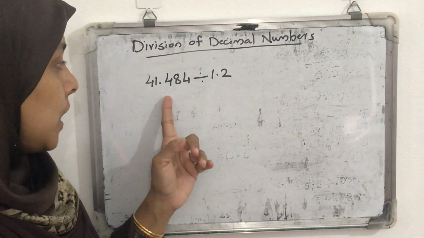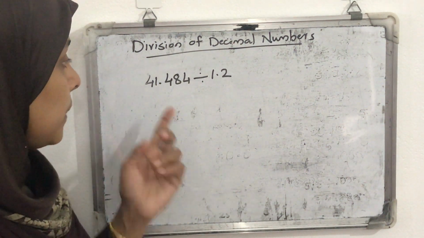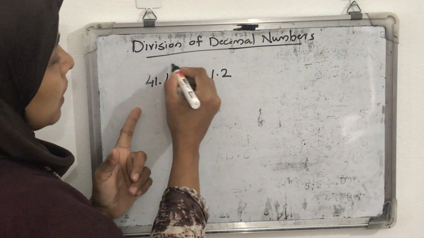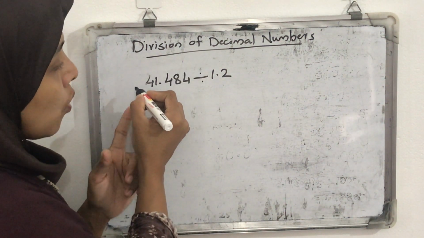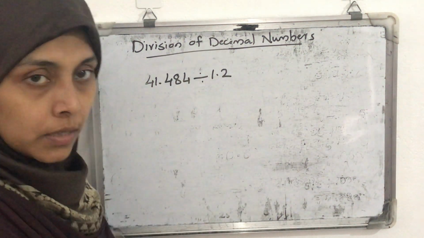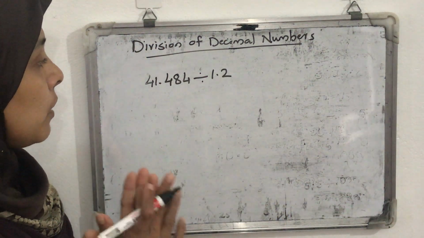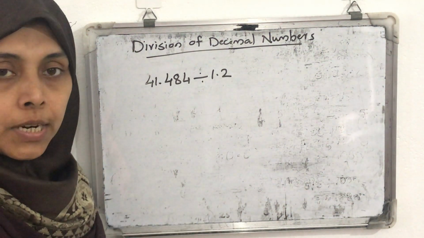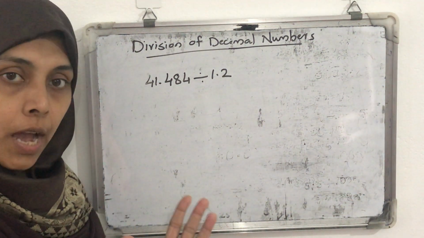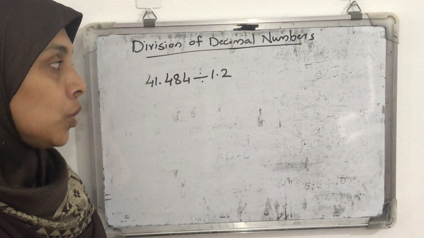Here both are decimal numbers. Otherwise, sometimes it will happen that the dividend will be a whole number and the divisor a decimal. That case also we can expect. So if we do it, it will be clear. If the dividend and divisor both are decimal numbers, how can we do this division?